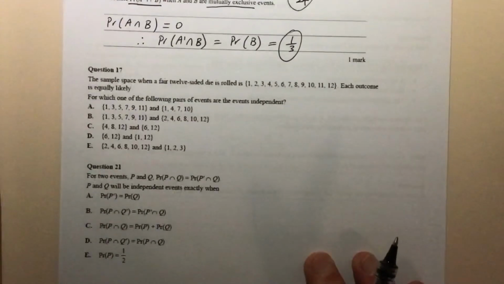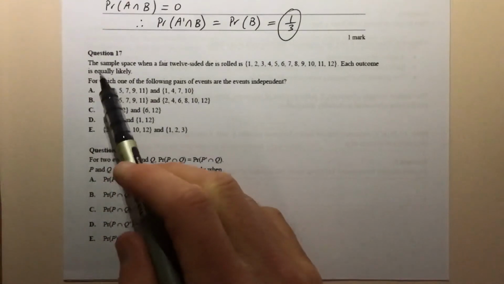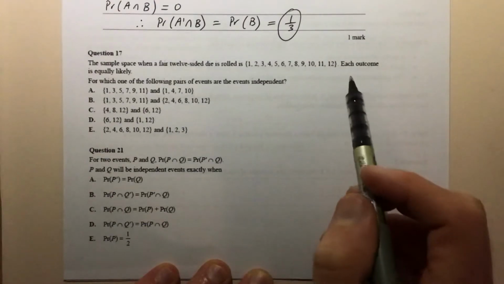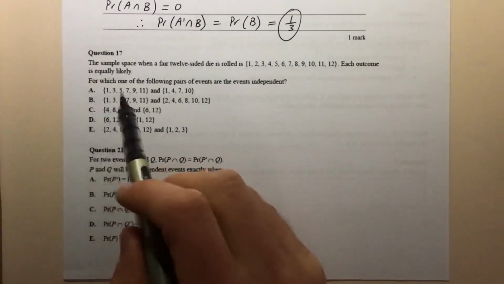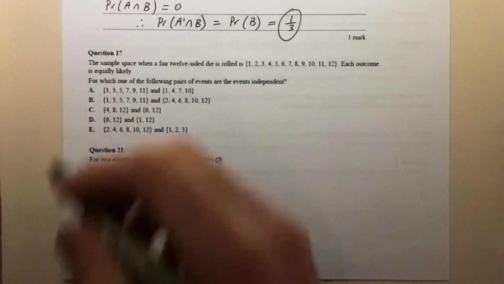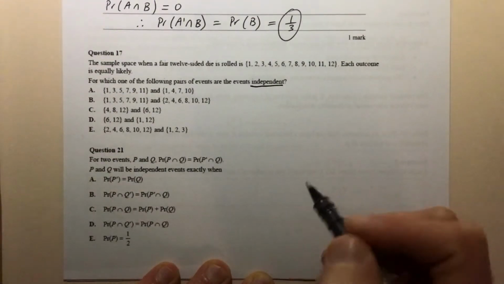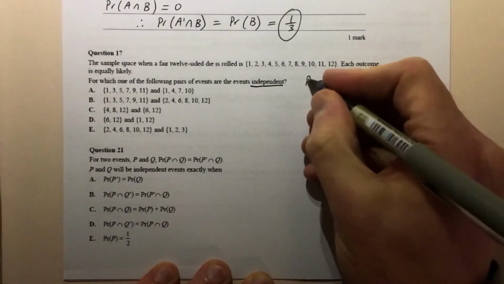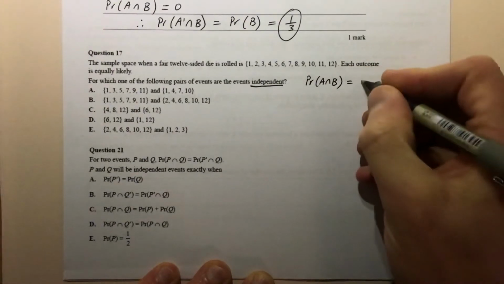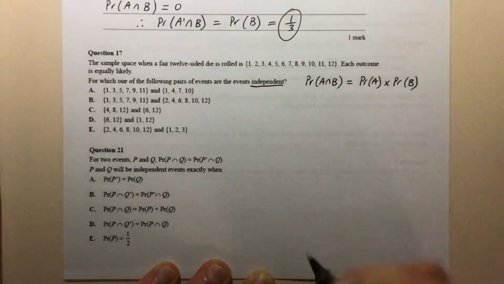Okay, pushing through, back to a couple of multiple choice questions here, so calculators back in the game. Question 17 says, the sample space when a fair 12-sided die is rolled is numbers 1 to 12, and each outcome is equally likely. Then it says, for which one of the following pairs of events are the events independent? That's a pretty wordy, complex question, but the word that stands out to me is independent. Remember that we have independent events if the probability of A and B both occurring is equal to the probability of A times the probability of B. That's our independent events formula.